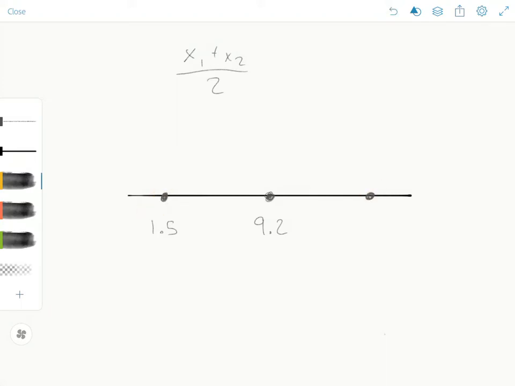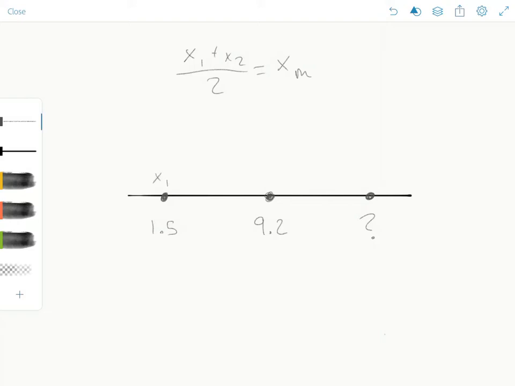But in this particular case, we don't know what one of the endpoints is. What we do know is one endpoint and then the midpoint. So we are going to have to get creative with our formula to use. Remember, this expression is equal to, let's call it x sub m, the midpoint. So we're going to plug in what we know and then solve that equation for the missing value.